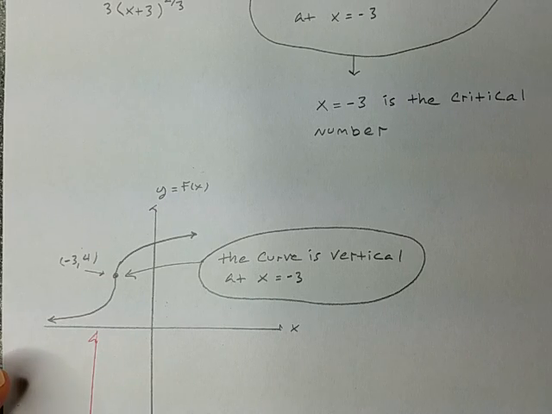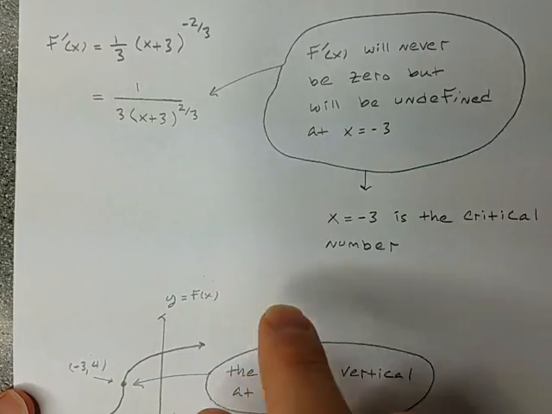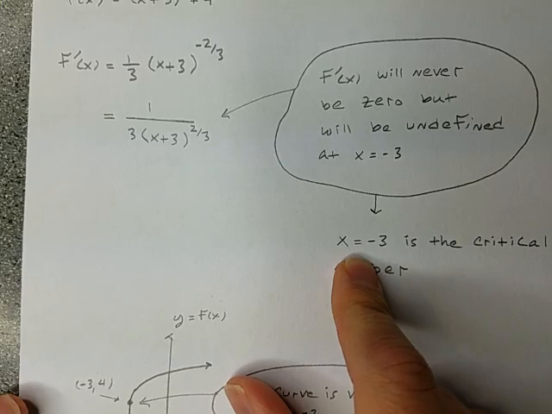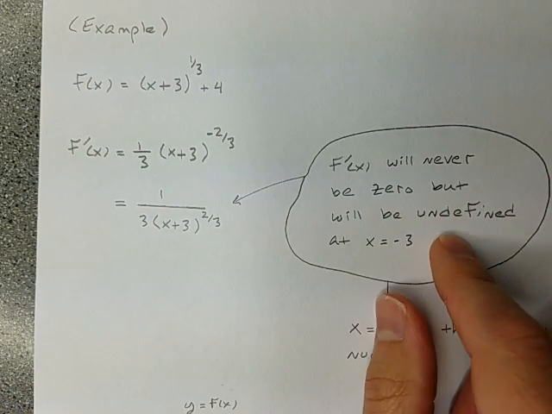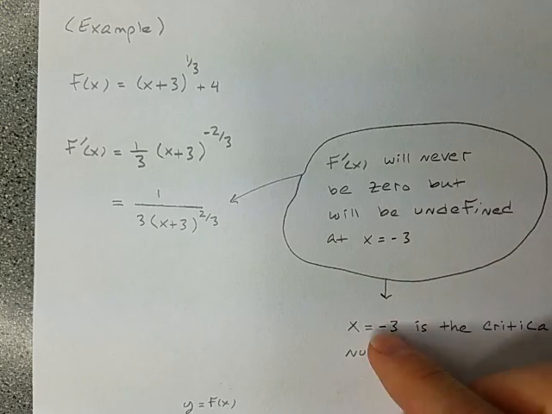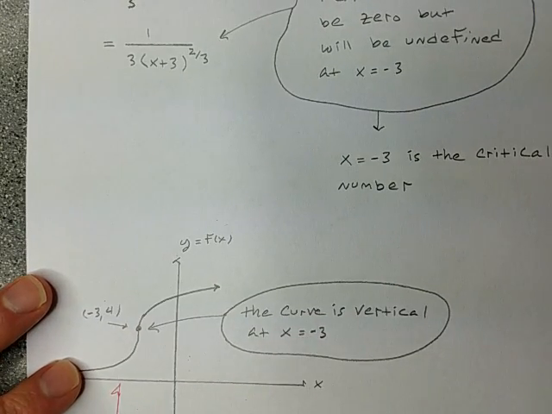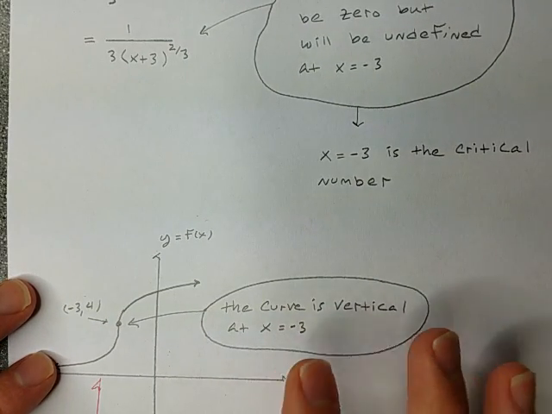This curve doesn't have the right shape for there to be a local max or min. This critical number, which came from the derivative being undefined, the reason why the derivative was undefined at -3 was because the curve was vertical. Do you see the logic there?